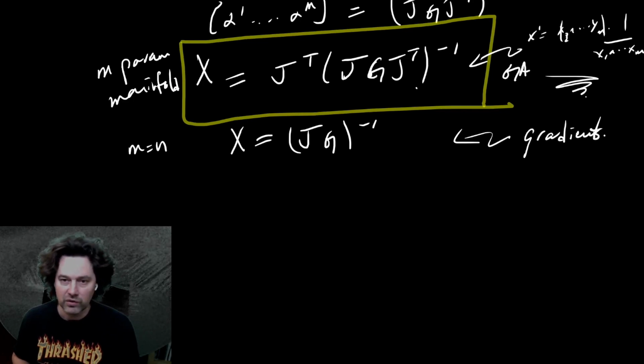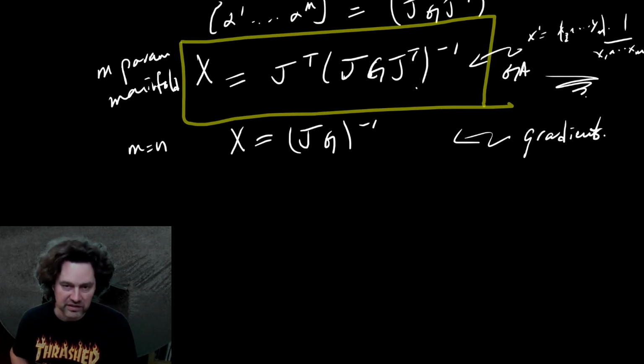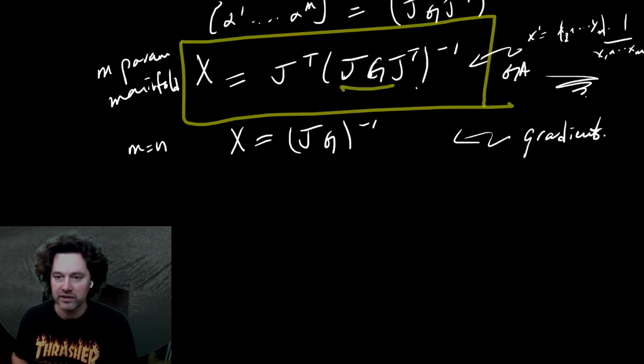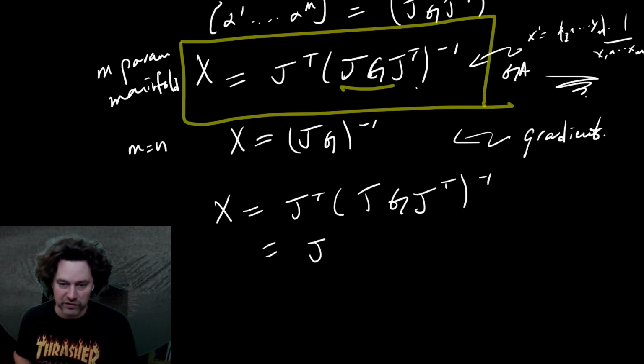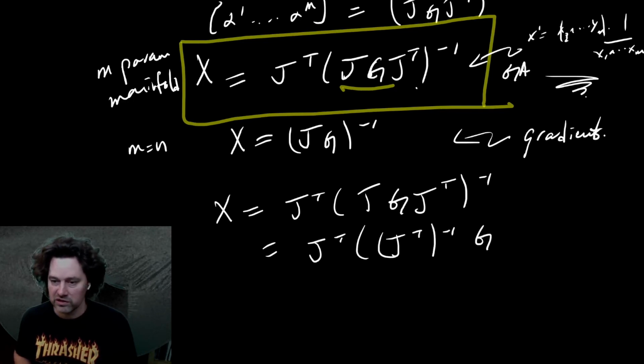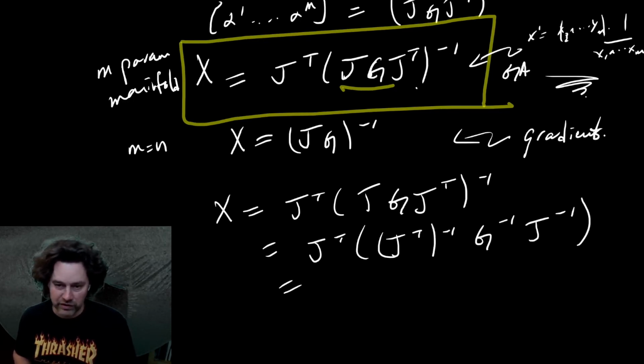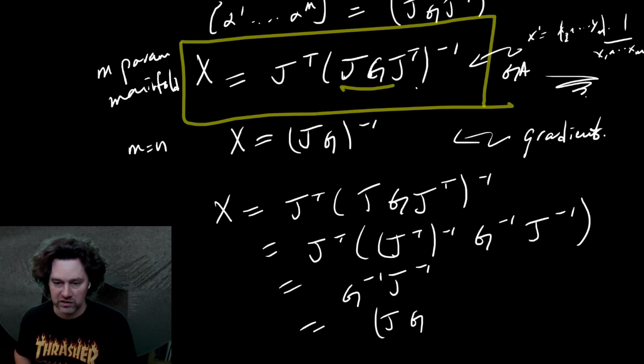And so the key here is that in the case that m equals n, then our Jacobian matrices are square and invertible. And so if that is true, then we have X equals J transposed. I'm just going to write it out once more. J G J transposed inverse, and we can go and do these inverses now term by term. So J transposed inverse G inverse J inverse. And we're left with G inverse J inverse, which is just J G inverse.